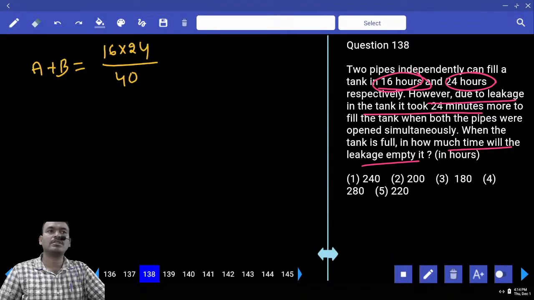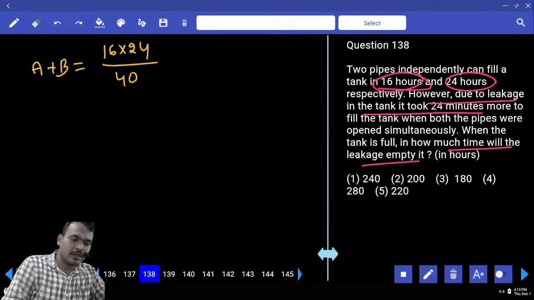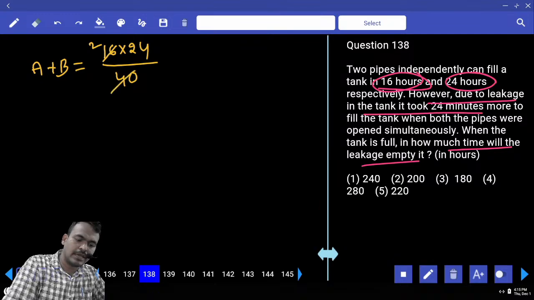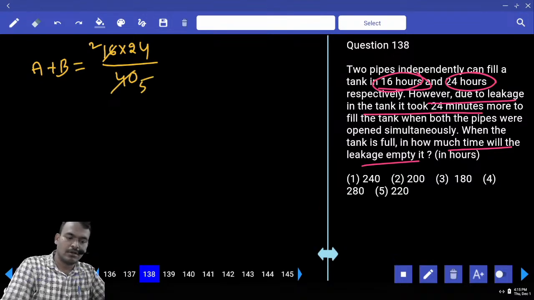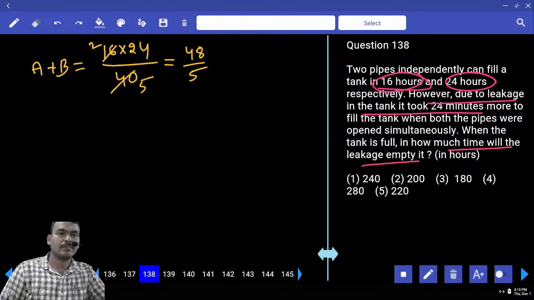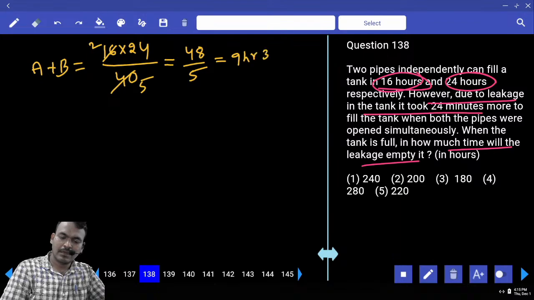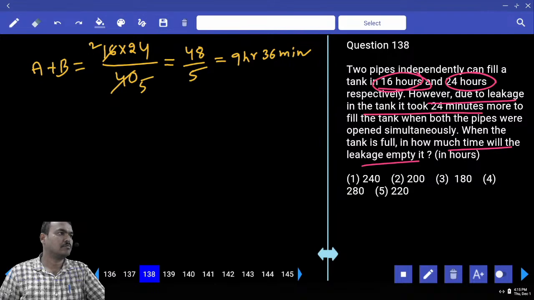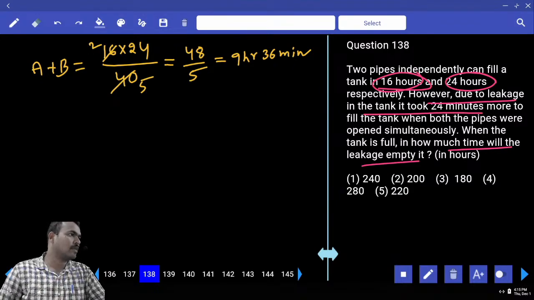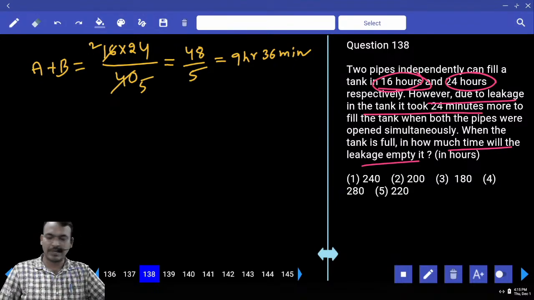What is the together concept? Product by sum. 8, how many times? 2 times. 8, how many times? 5 times or not? 2 into 24, 48 by 5. This we convert: 9 hours, how many minutes? 36 minutes. 9 3 by 5, so 9 hours 36 minutes.